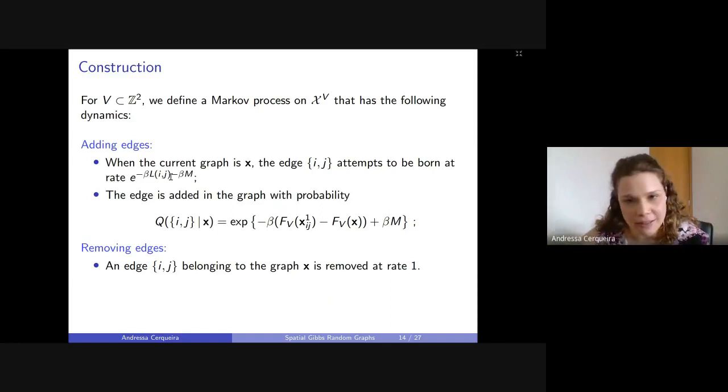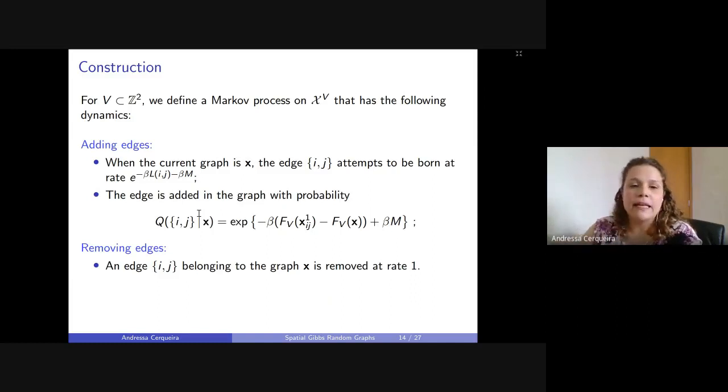But this edge is trying to be added in the graph, and it will only be added with this probability here. First, the edge tries to be born in the graph, but I will just put this edge in the graph with this probability that will depend on the current graph that I have. This probability depends on the lower bound n, and also the difference of the f functions, which we know by assumption only depends on edges that are connected to i and connected to j. So basically, these probabilities will only depend on the edges that I have in the graph at some time that are connected to i and j.